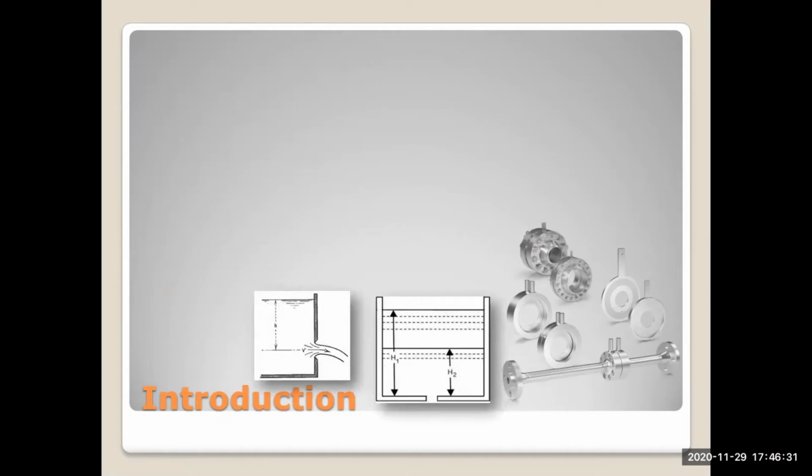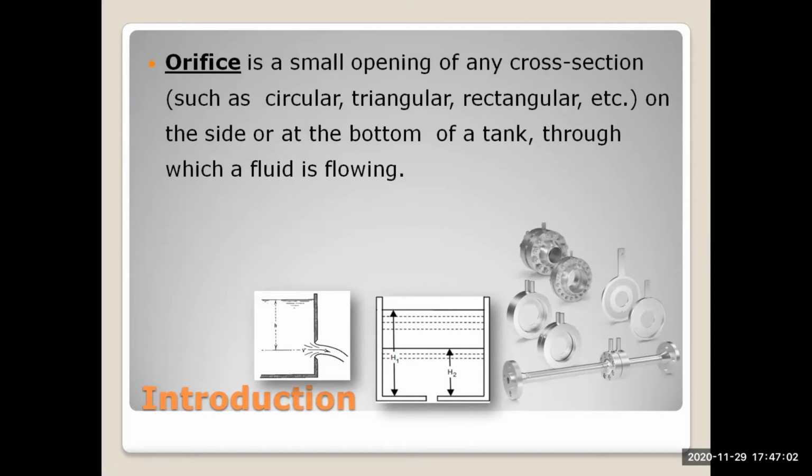So first we'll see the introduction, what is an orifice. Coming to the definition of the orifice, in the figure you can see these are the different types of orifices. An orifice is just a small opening, which is provided at the side or at the bottom of the tank, basically to measure the rate of flow.